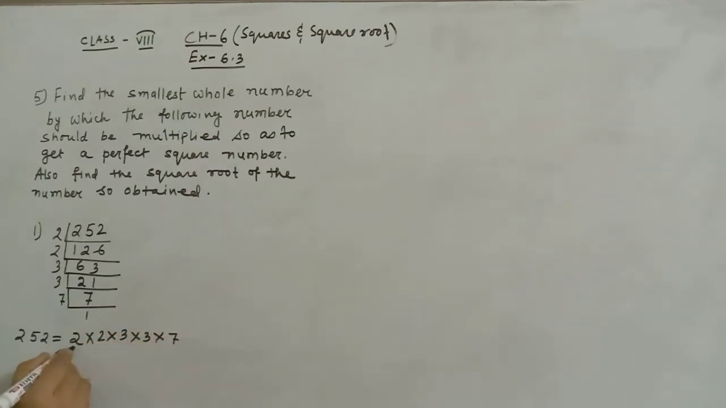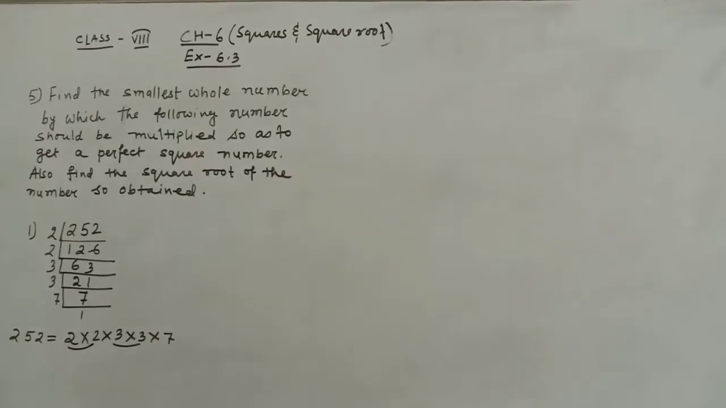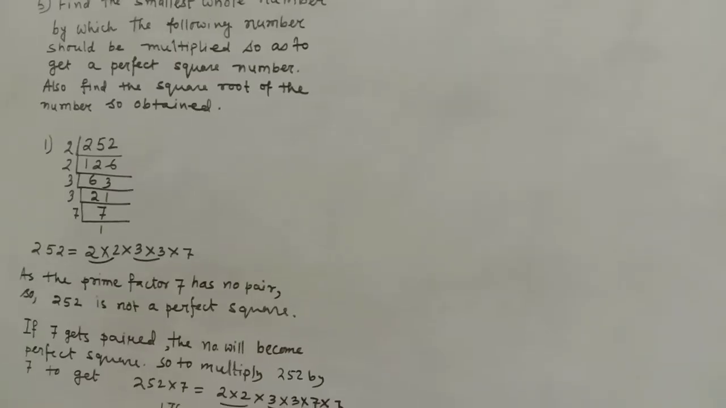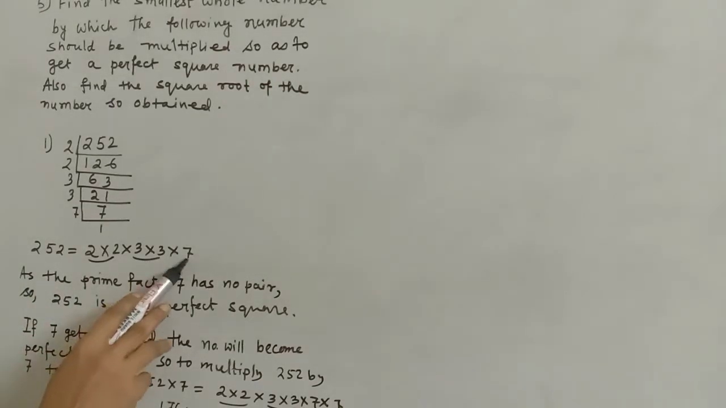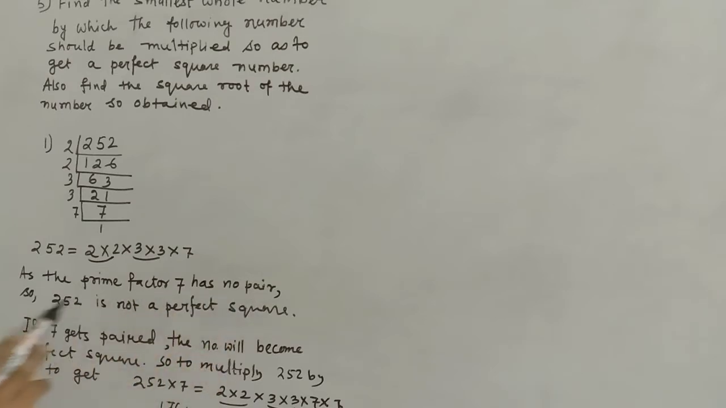Very clearly you can see that these are paired, but this number is not paired. So you have to declare the answer in this way. As 7 is not in a pair, we have to write it this way: as the prime factor 7 has no pair, 252 is not a perfect square.